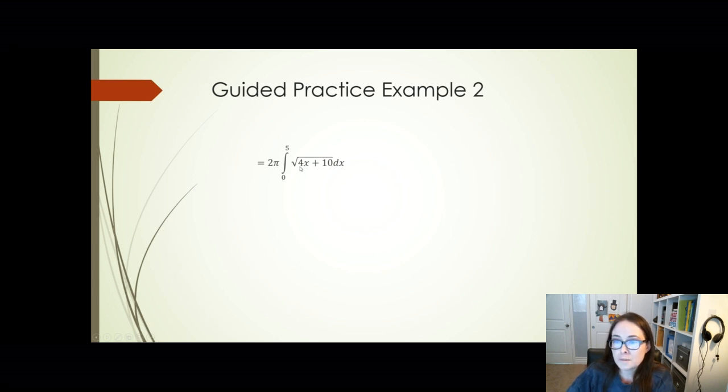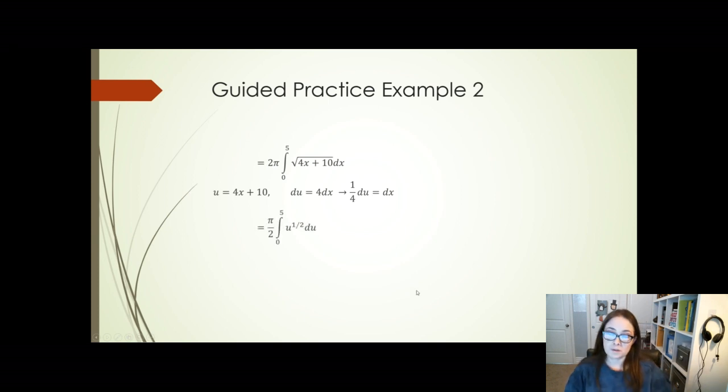Okay, so if I let u be the inside of the square root, so u would be 4x plus 10, then du would be 4 dx, or if I divide the 4 over, since there isn't a 4 in the problem, 1/4 du will replace dx. So I'm going to add in a 1/4 when I swap out the du and the dx, and then I'm going to have the square root of u, or u to the 1/2 inside. Okay, so simplifying the 1/4 times 2 pi gives me pi over 2 out front. And now I can integrate using power rule. So add 1 to the 1/2 and divide by the 3/2 that I get there, or multiply by 2/3.